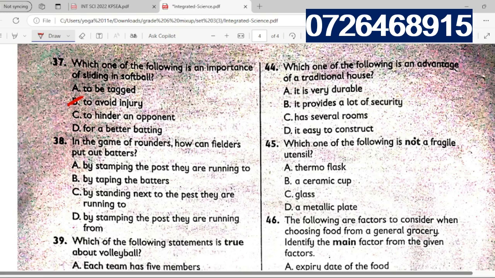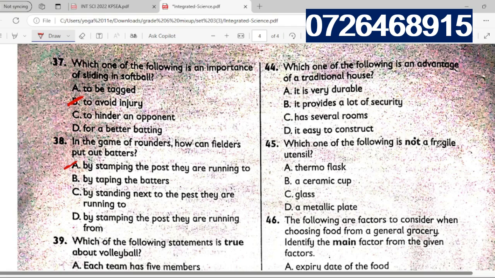In the game of rounders, how can fielders put out batters? By stamping the post they are running to.